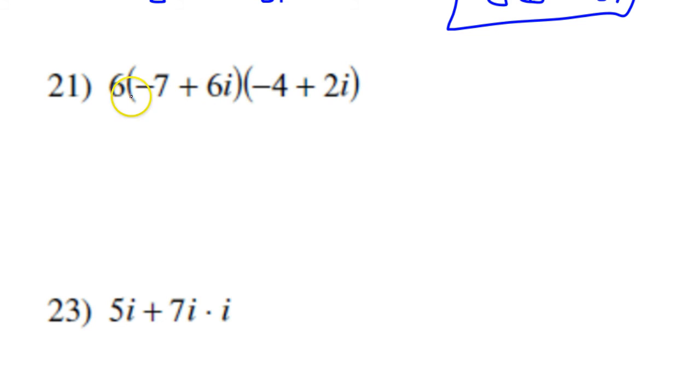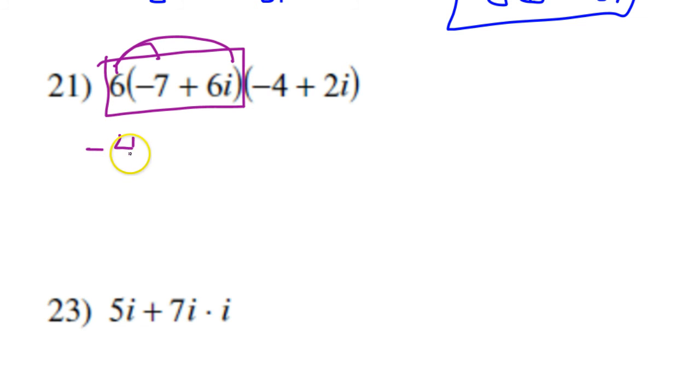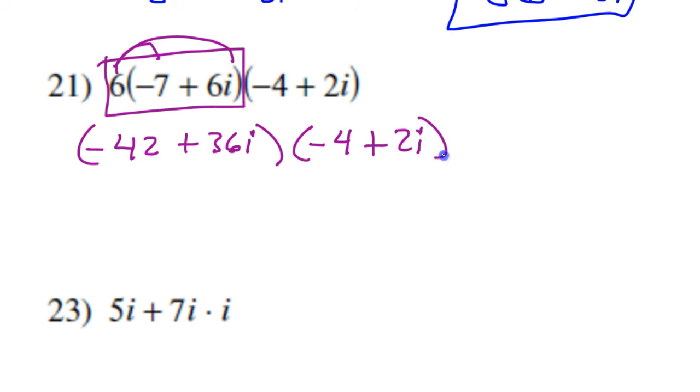So in this one, we actually have 3 things being multiplied together. So you're just going to have to do 2 of them at a time. So I'm going to go ahead and do these 2 first. That would just be a simple, good old-fashioned distributive property. So that's going to give us negative 42 and then 36i. So that's still there. Now bring down the other binomial, and we will double distribute this.